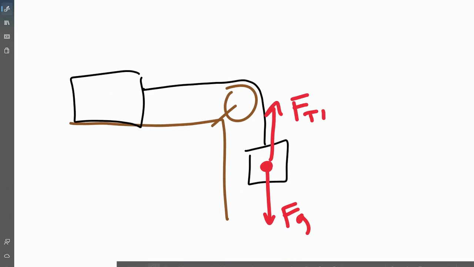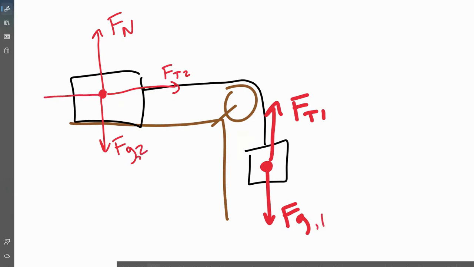Over on the other side, a couple of forces act here. Always start with gravity. What's keeping it from accelerating to the center of the Earth? The normal force of the table. We also have tension. This is block two. I'll say gravity two, gravity one. And then there is friction, so we have force of friction there.